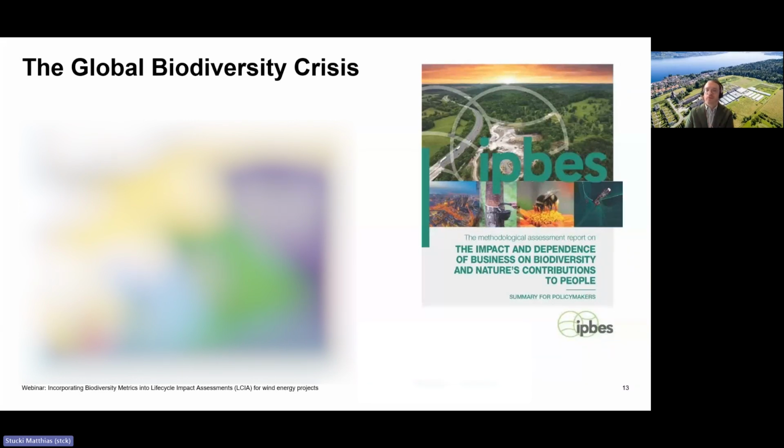That's also one reason why there is such a strong need to include biodiversity assessment whenever we do any sort of LCA. And the latest IPBES report that was published this year also emphasized the very strong dependence of business on biodiversity globally.